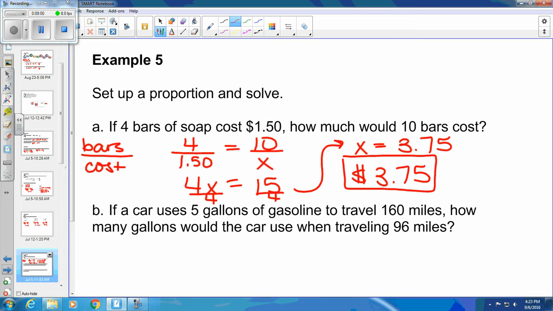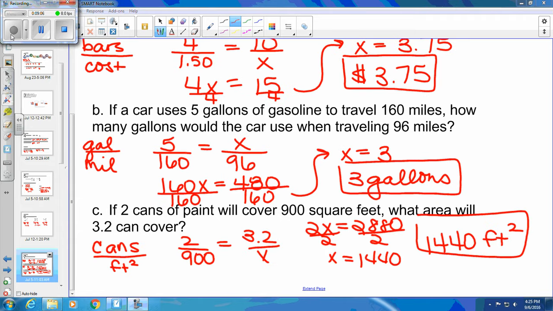Try the next two on your own, and then check your answers with your partner, please. So for B, I got 3 gallons, and for C, I got 1,440 feet squared. Notice I've gone and labeled each of my answers. I've put a box around them to help me point out where it is when I'm going to check it.